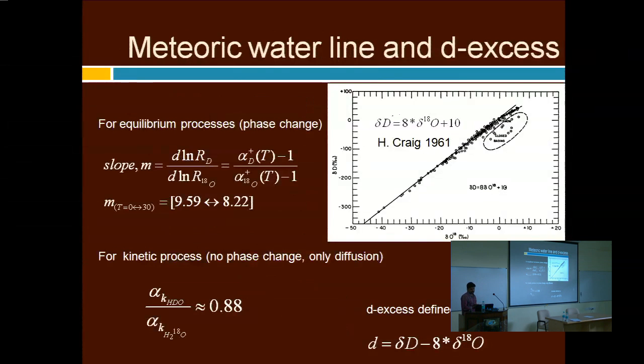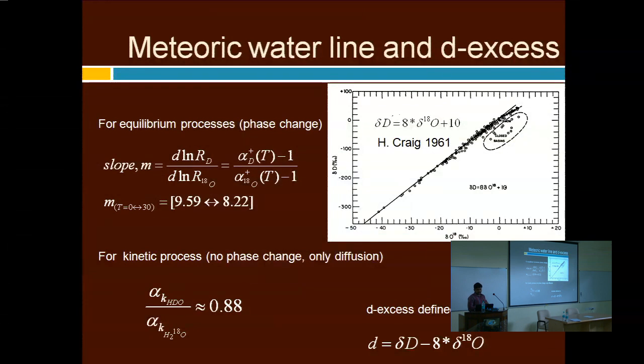Coming to some data, this is a paper published in the 90s. This figure shows some data presented in 1991. I presented around 400 isotopic measurements of water collected from precipitation, lakes, everywhere, and you can see there is a very good linear relationship between hydrogen isotopic composition and oxygen isotopic composition. That relation is delta D equals 8 times delta 18O plus 10.